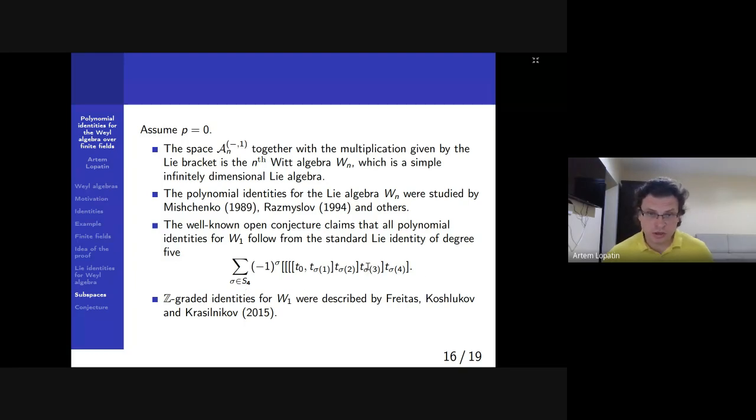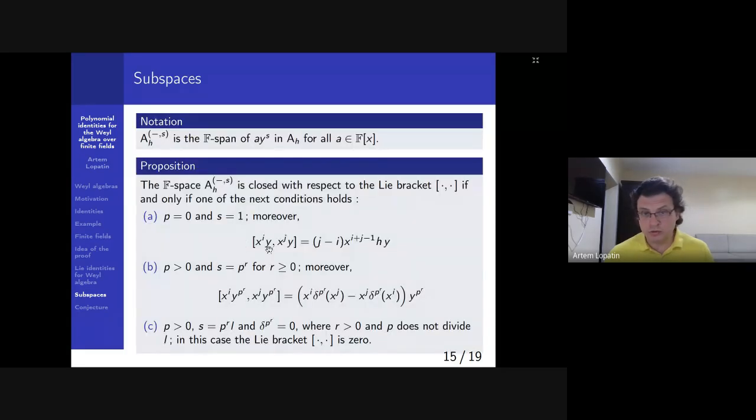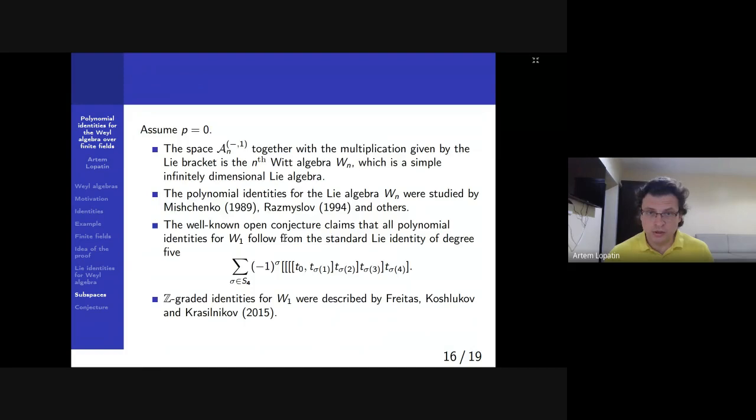This conjecture, I guess, belongs to Razmyslov. But it's open. It's not known. Okay, let me come back to this formula. So in the case of the Weyl algebra with one pair of variables, we have this very nice formula of multiplication. And it seems that maybe it shouldn't be so difficult, but this conjecture is still open. And there is a paper about Z-graded identities of the Weyl algebra by Fredes, Koshlyukov, and Krasilnikov, where they described in the case of characteristic 0 all the graded identities explicitly.